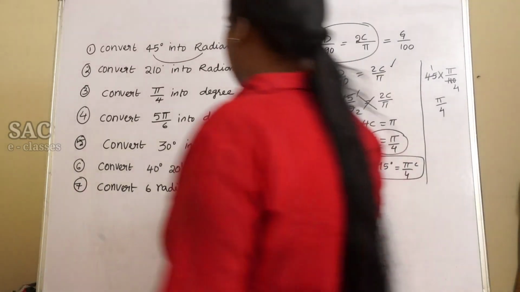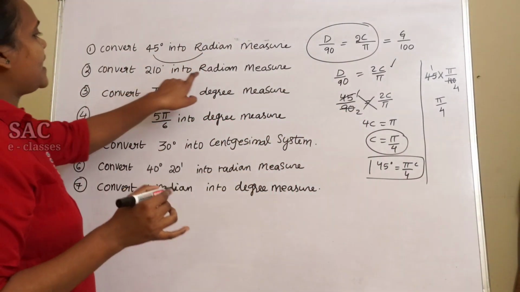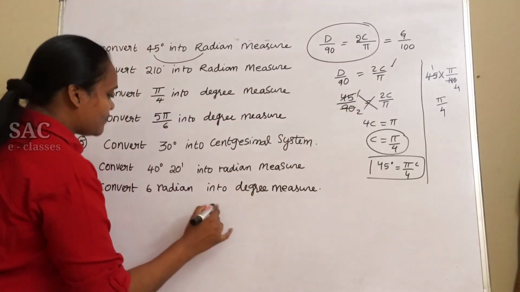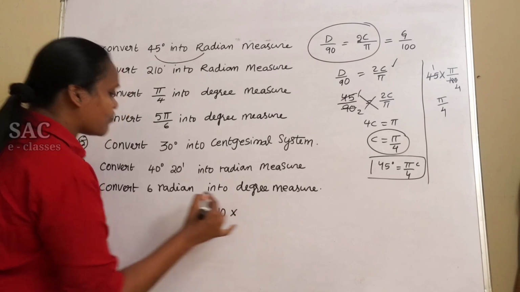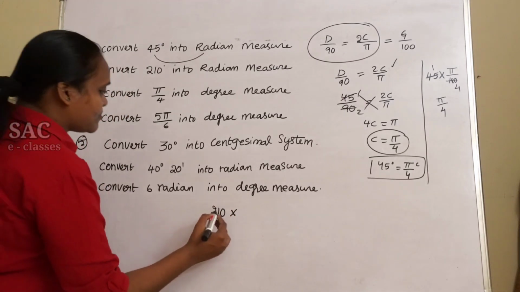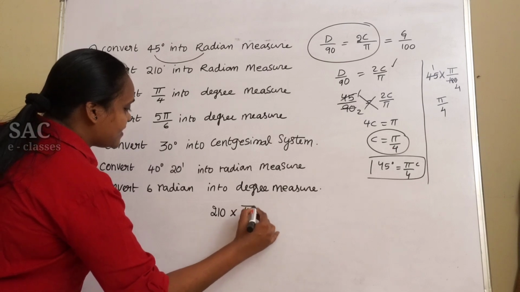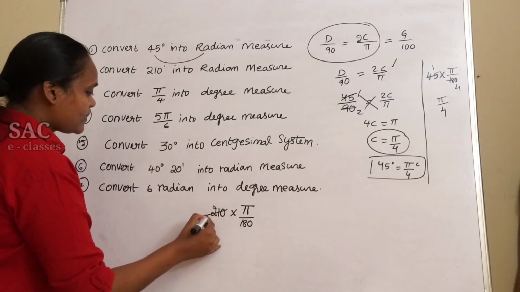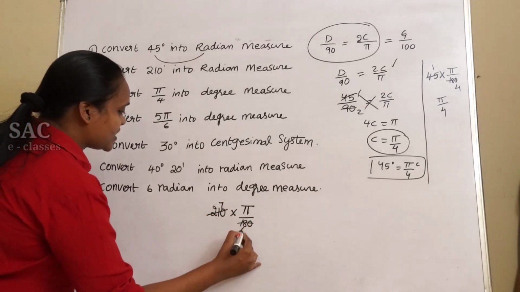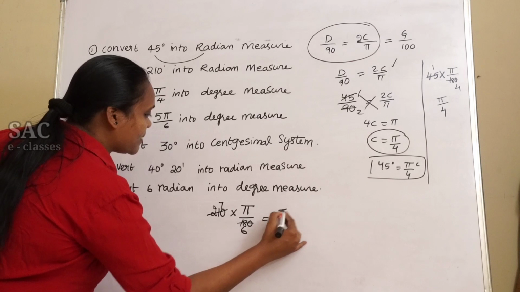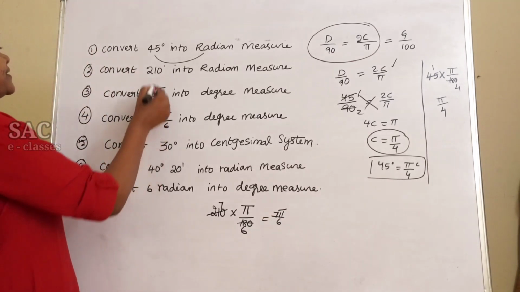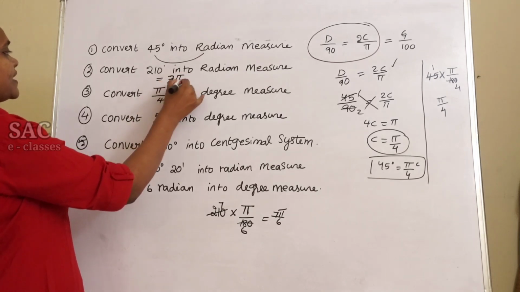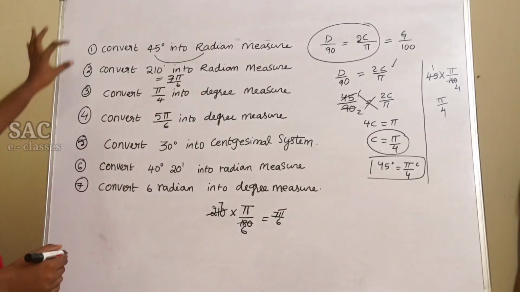Now look at the second one. Convert 210 degrees into radian measure. I think it is better to use the second method. 210 degrees, in what way can you convert into radian measure? 210 degrees into pi by 180. Here pi means pi radians. Here 7 times and 6 times. So 7 pi by 6 is the equivalent radian measure for 210 degrees. This is the first two.